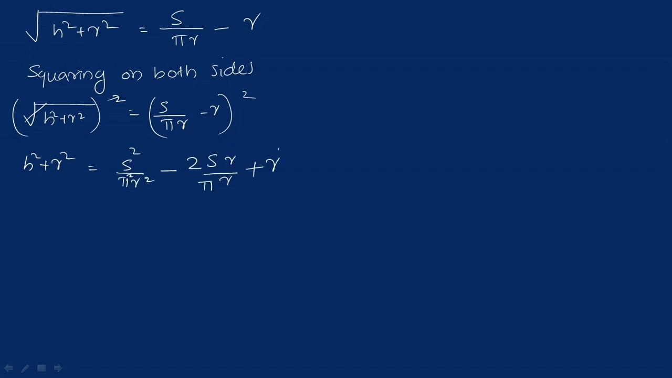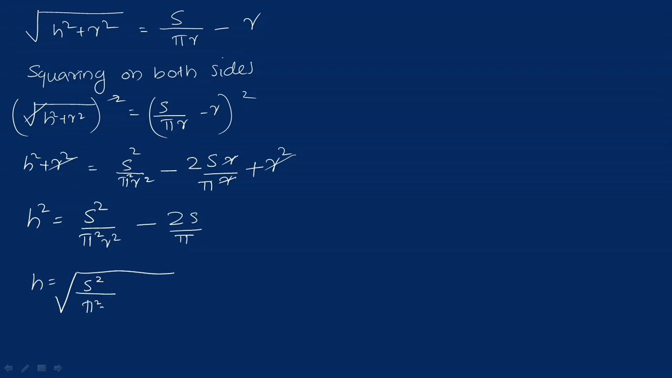By expanding the terms, we have S square by pi square r square minus 2 r S by pi r plus r square. The r square terms cancel. So h square is equal to S square by pi square r square minus 2S by pi. Now h is equal to root of S square by pi square r square minus 2S by pi. Now what is the volume? Volume is equal to 1 by 3 pi r square h.